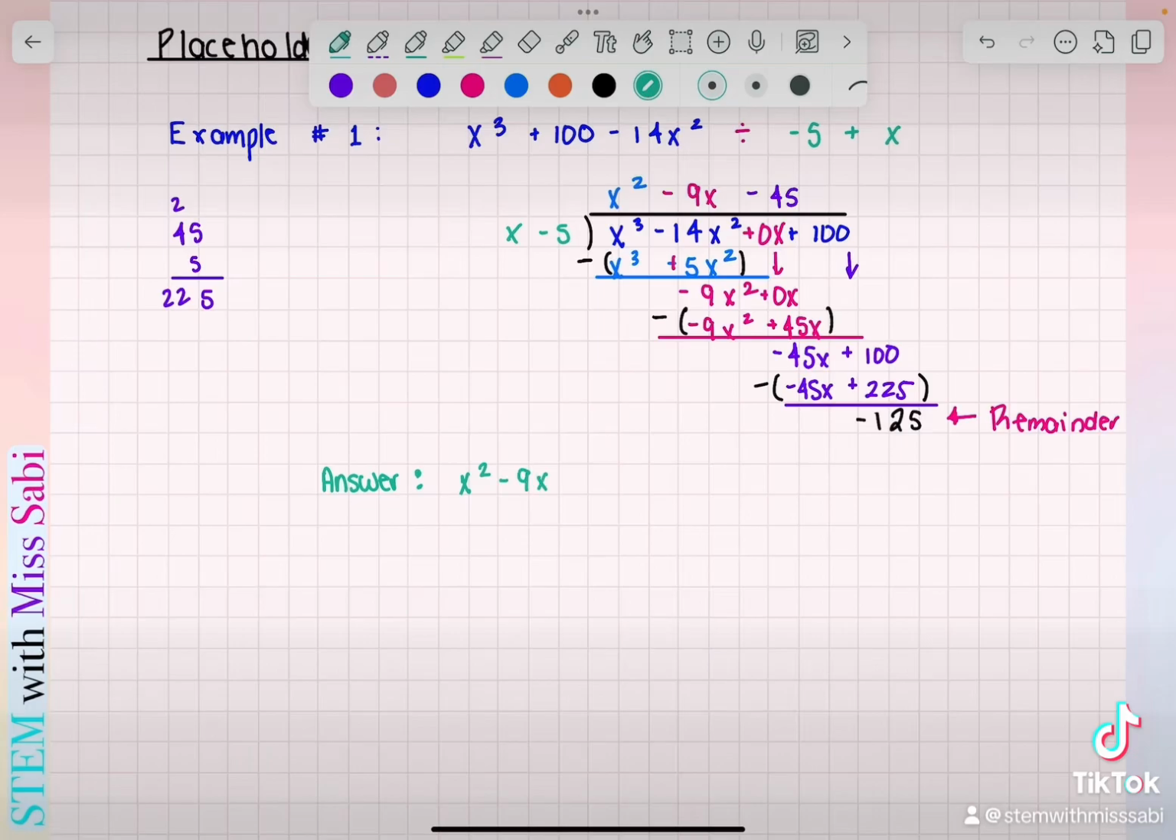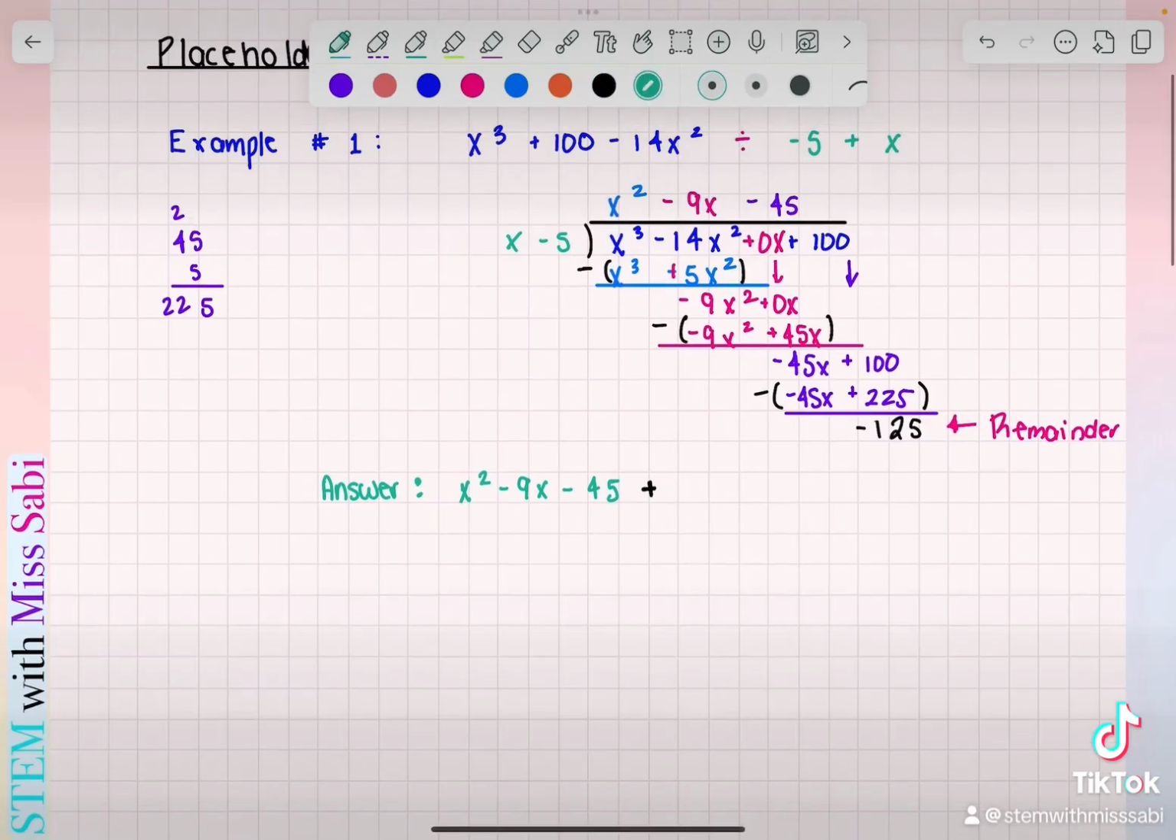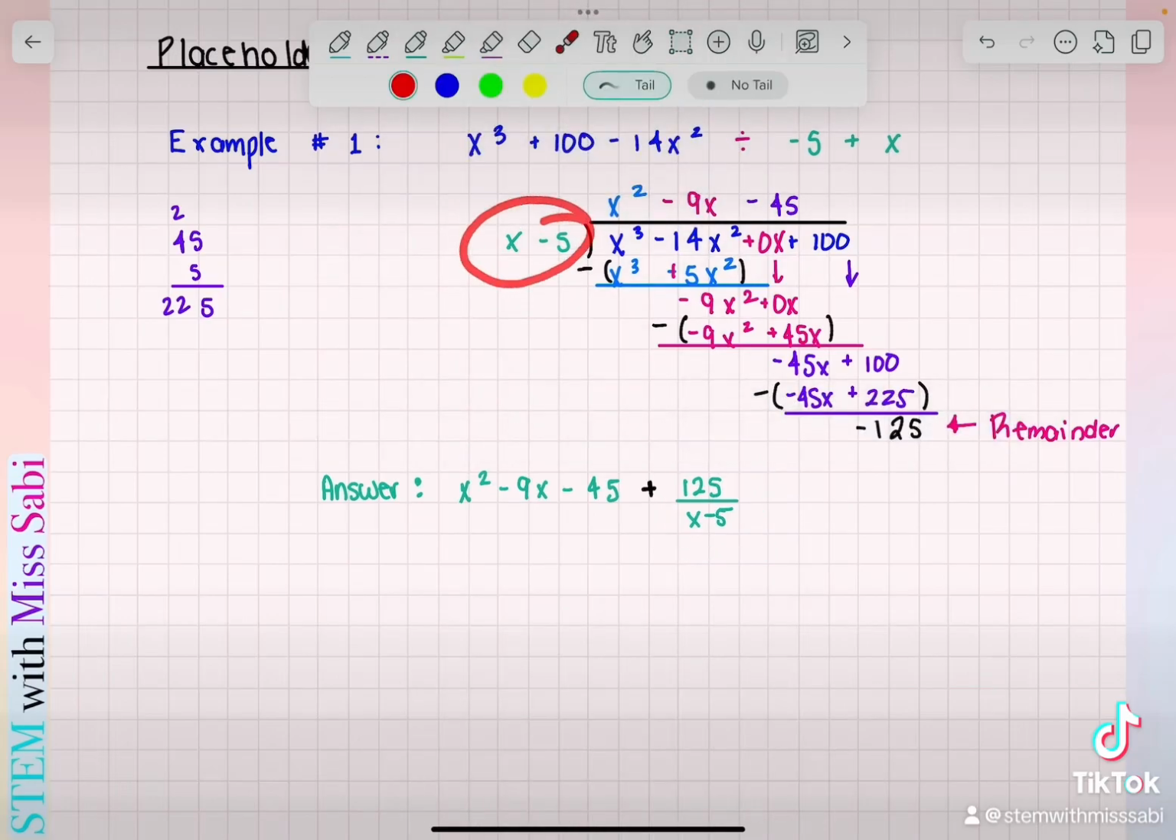So our answer is x squared minus 9x minus 45. And we have to actually include the remainder. So how do you write remainders? It is no different from when you're using regular numerical values and it's not algebra. I'm going to take my remainder and put it over my divisor because that's what's left out of my divisor, right? So I'm going to write plus, and then I'm going to write negative 125 over x minus 5 because that's how much is left out of my divisor after I've asked myself how many times can this go into there, and then what is left is what's left over the divisor.